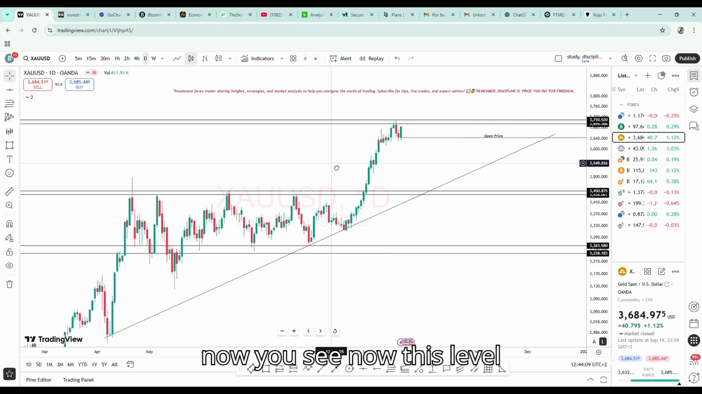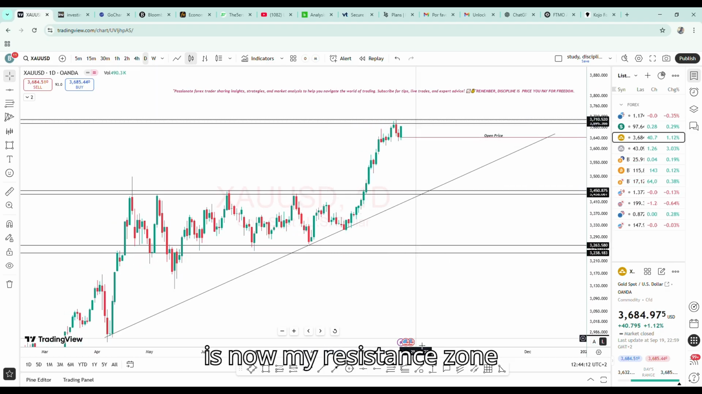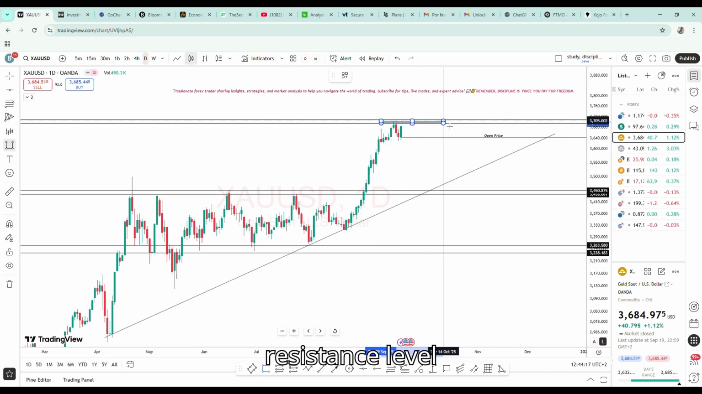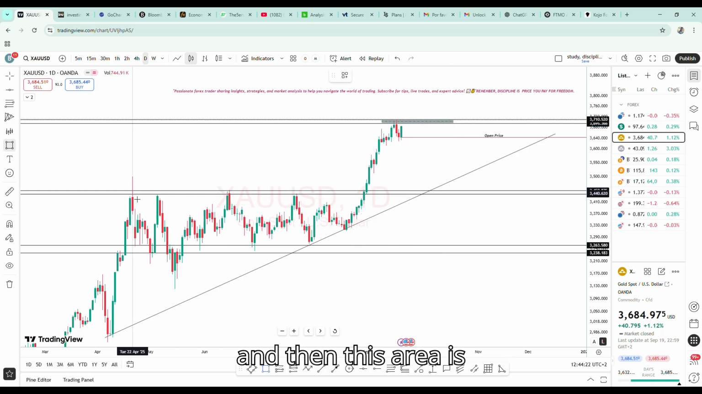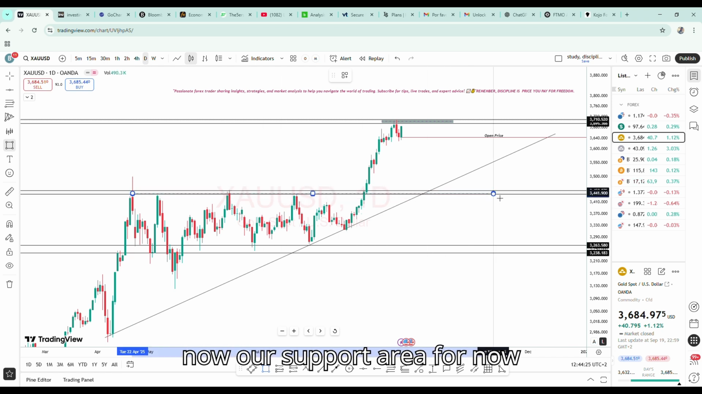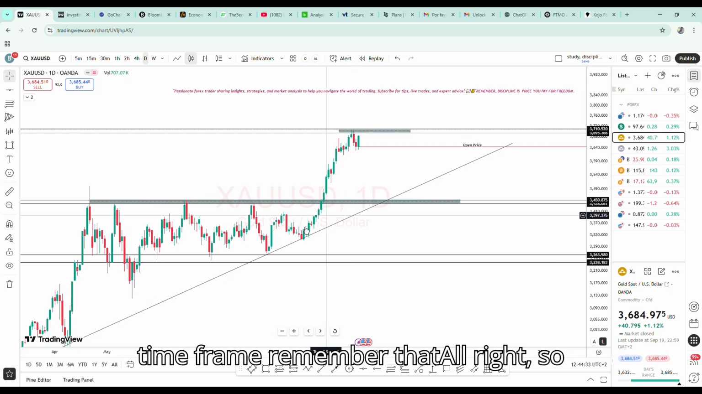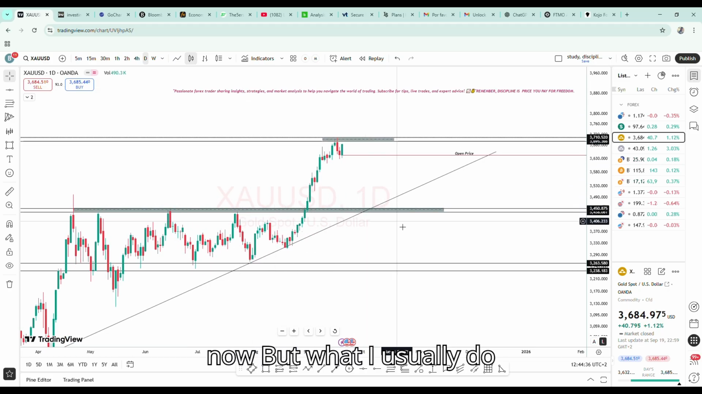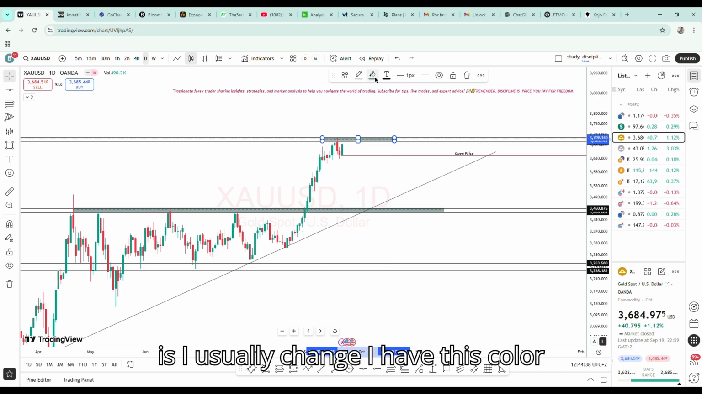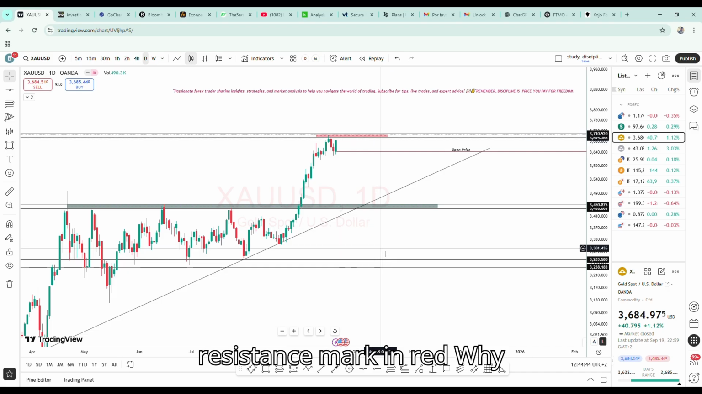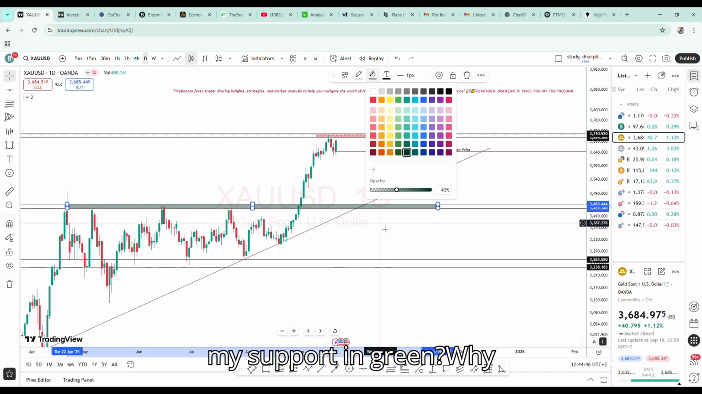So now you see, this level is now my resistance zone. This is now representing my resistance level here, and this area is now our support area on the higher time frame. Mind you, this is a daily time frame. Remember that. All right. What I usually do is change the colors: I have my resistance marked red while my support is green.